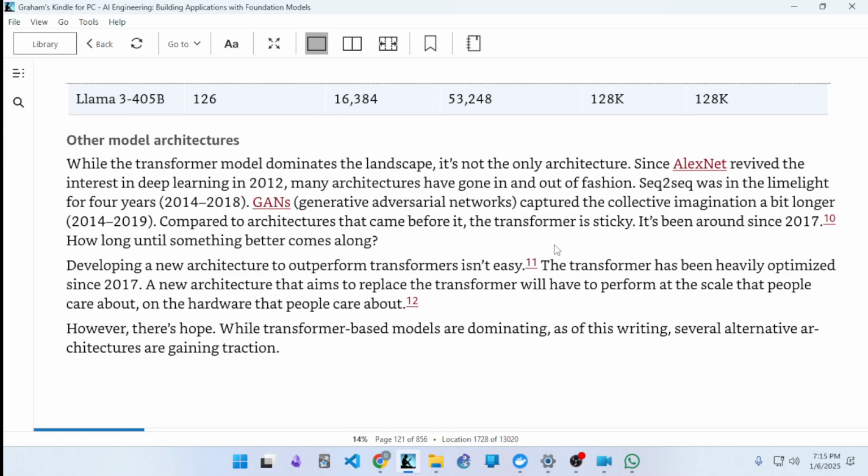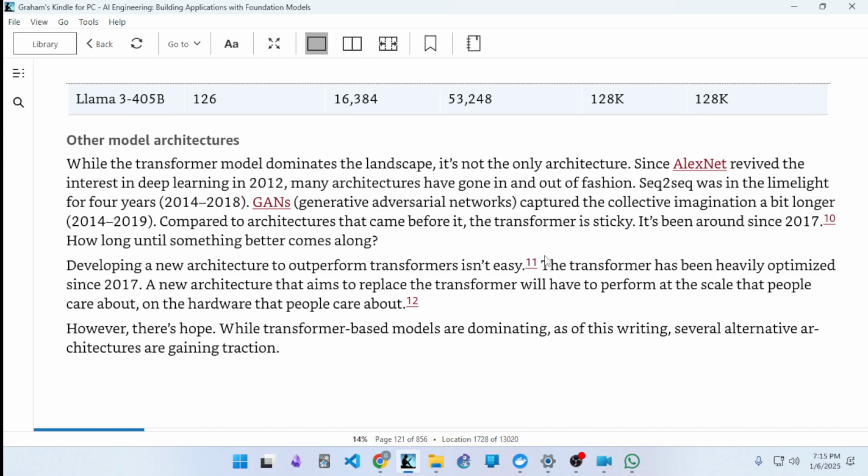Compared to architectures that came before it, the transformer is sticky. It's been around since 2017. How long until something better comes along? Developing a new architecture to outperform transformers isn't easy. The transformer has been heavily optimized since 2017. A new architecture that aims to replace the transformer will have to perform at the scale that people care about on the hardware that people care about.